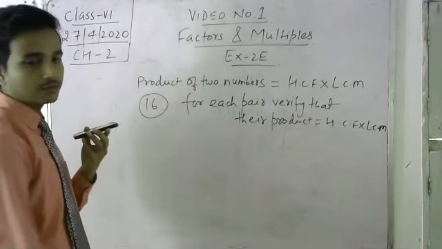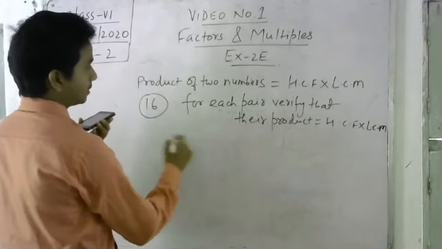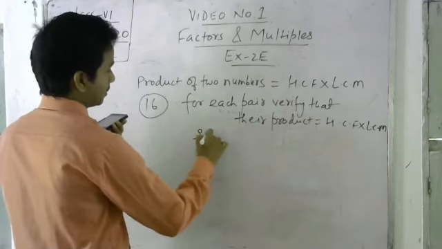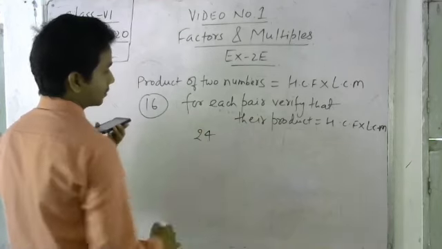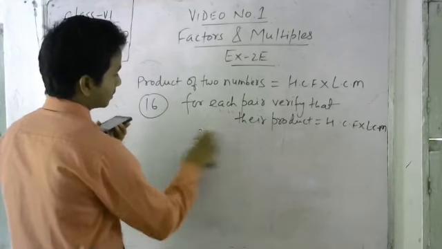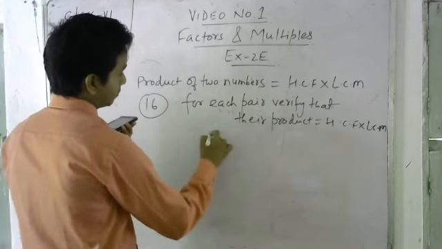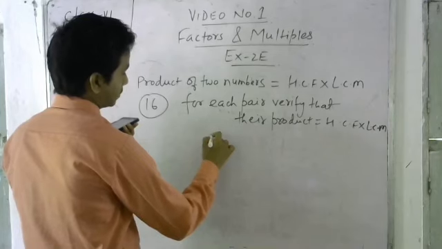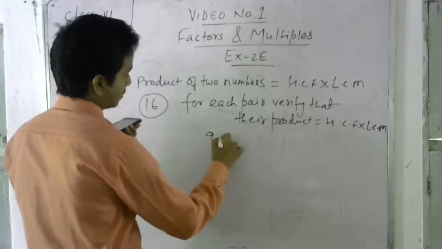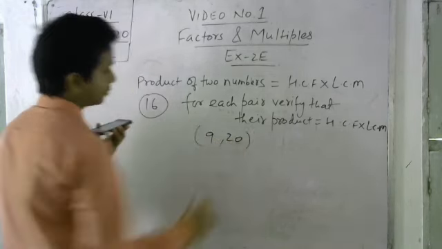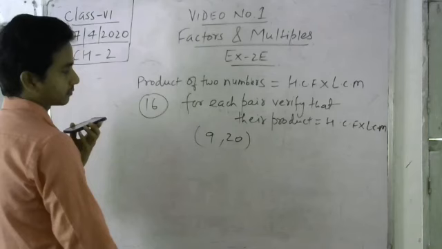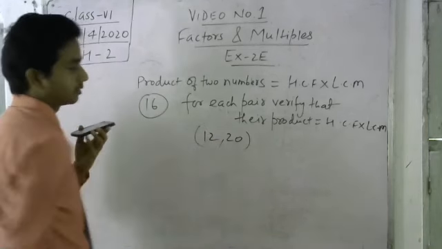So how we will verify this? For example, let us take an example of two numbers, let us take some easy numbers. One number is 12 and second number is 20. So these are the two numbers. First of all, find the HCF.